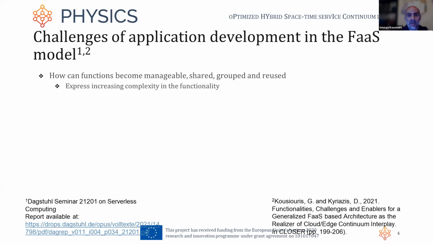How is one able to group them, so that potentially functionality that is reused is somehow aggregated? How is increased complexity expressed in the application structure and logic?